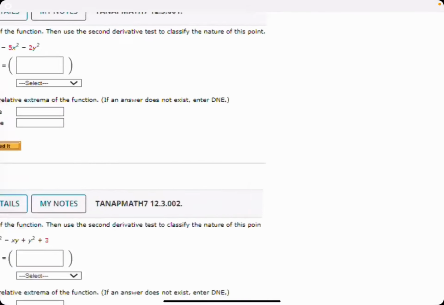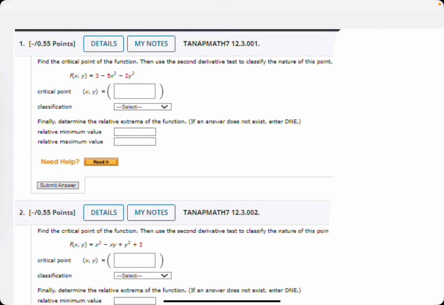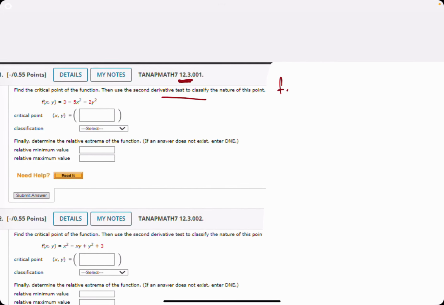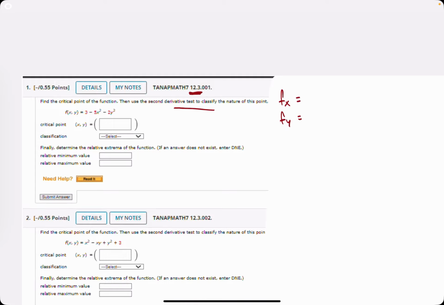Okie dokie, in this video we're going to start the 12.3 WebAssign. Start with number 1. Find the critical point of the function and use the second derivative test to classify the nature of this point. So the idea is we want to find fx and fy, and we're finding the ordered pair that makes both fx and fy equal to 0.